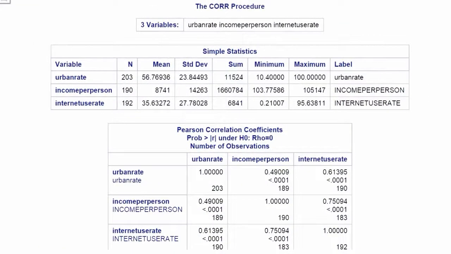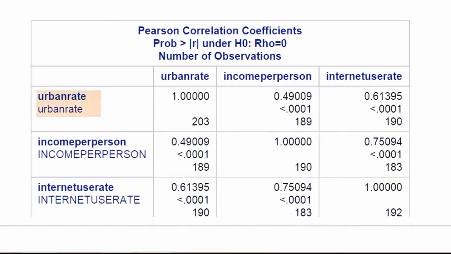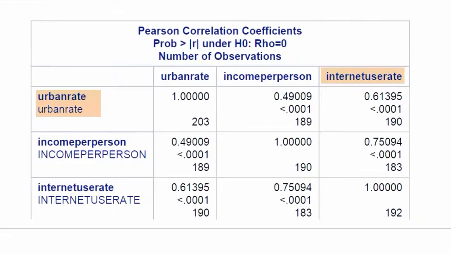To locate the correlation coefficients of interest and the associated p-values, we need to examine the Pearson correlation coefficient table here and find the row and column where our two variables of interest intersect. For the association between urban rate and internet use rate, the correlation coefficient is approximately 0.61 with a p-value of 0.0001. This tells us that the relationship is statistically significant.